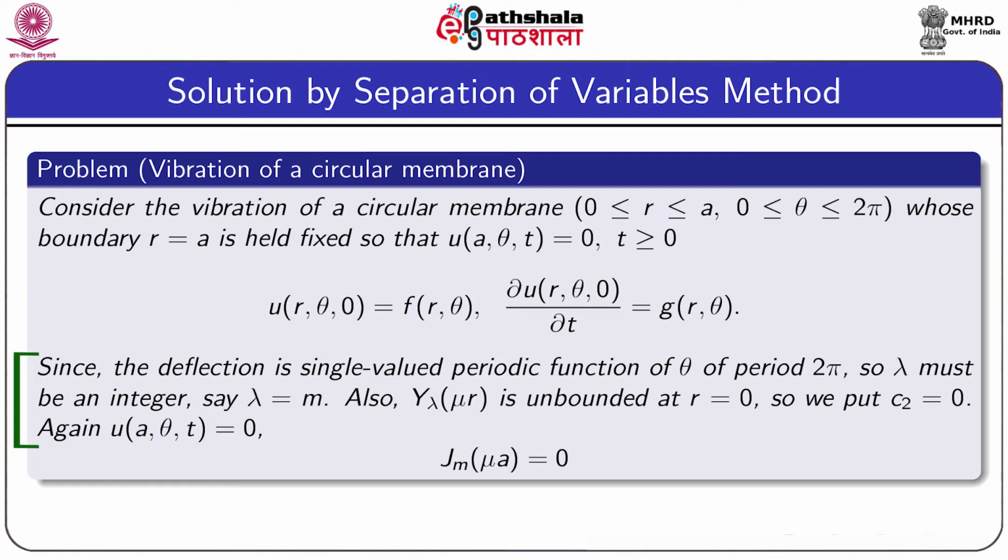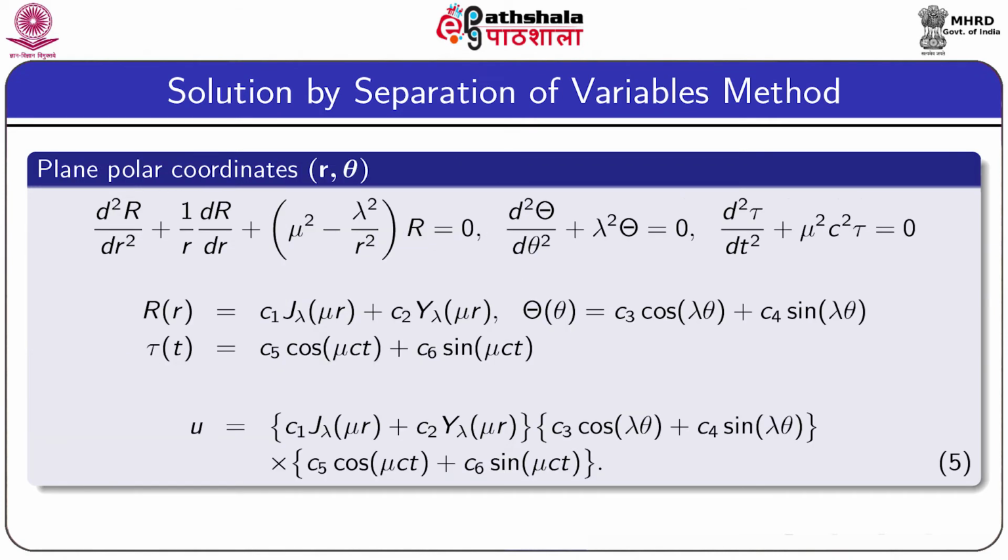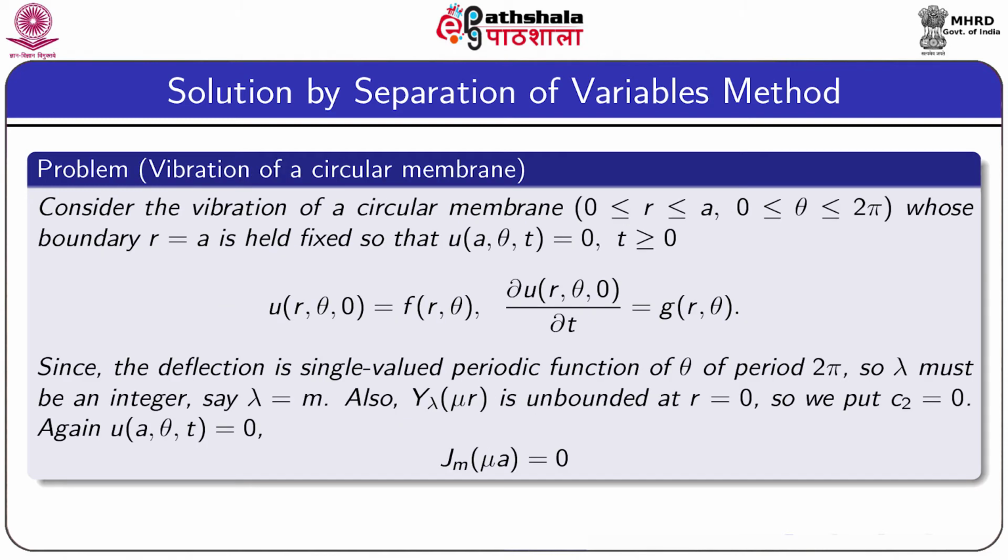Since the deflection is a single valued periodic function of theta of period 2 pi, if we look at the solution given in equation number 5, since this is periodic in theta, the value of this quantity will remain the same if we replace theta by 2 pi plus theta. So, to make it periodic in theta, we should have lambda equal to some integer m. Therefore, we get the values of lambda as m, where m is some integer.